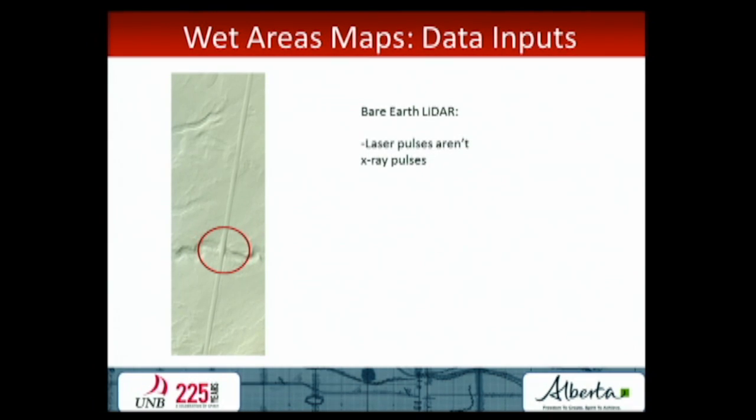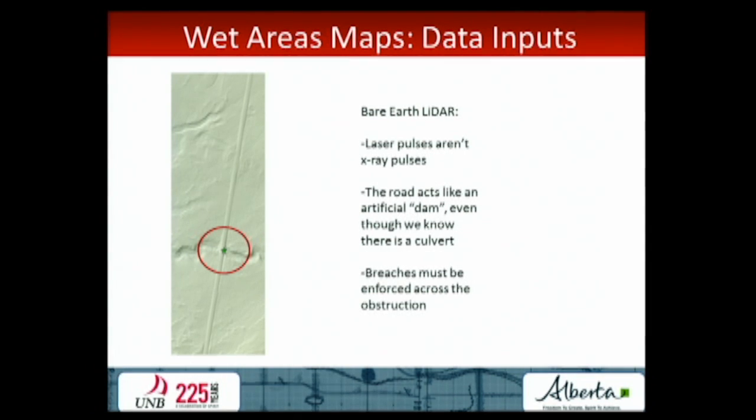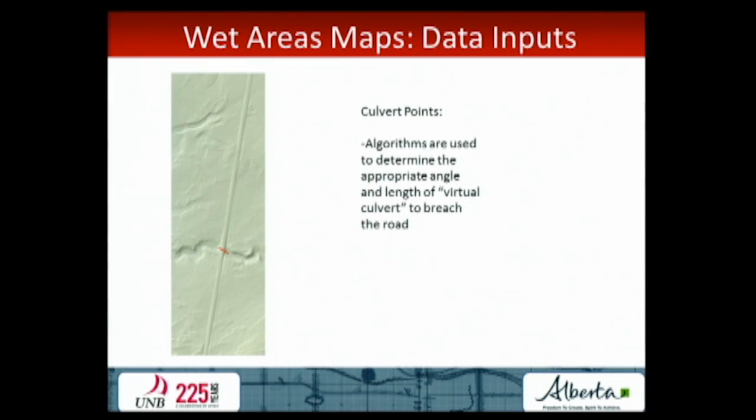Laser pulses or LiDAR pulses are not X-ray pulses. The roads act as an artificial dam, even though we know in our minds that there's actually a culvert in this location. But since the LiDAR pulse can't see that there's a culvert beneath the road, this road will simply dam up the flow unless we treat it properly. So breaches must be enforced across this obstruction. One way to do this is with culvert information. When map culverts are provided to us, we can integrate those. However, when they're not, algorithms have been developed to determine the appropriate length and angle of a virtual culvert to breach this road.